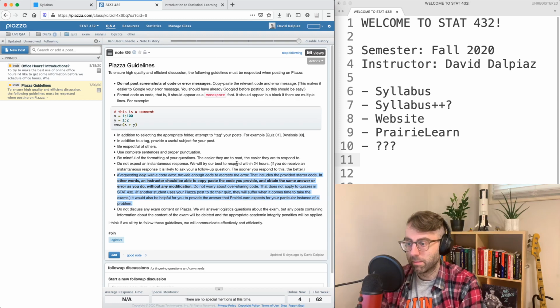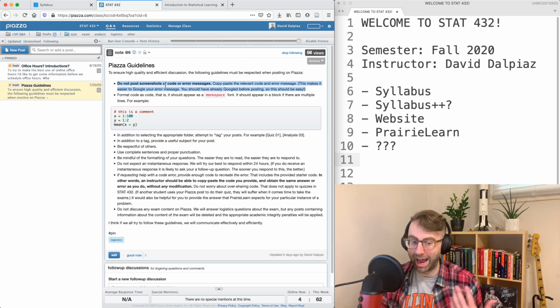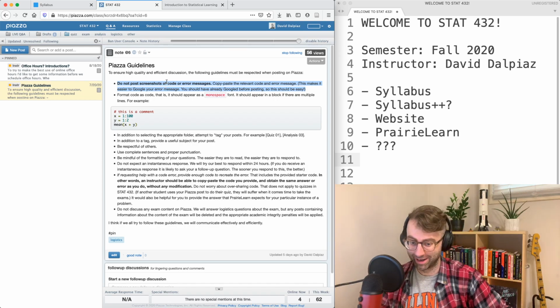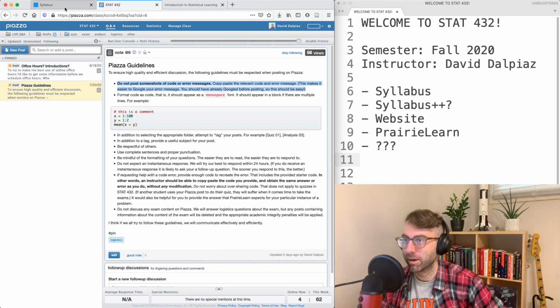I think that might be a bit of a deviation from what other classes expect, but that's how we're going to do things here, and I found that works pretty well. But please do this. Also, please do not ever post a screenshot of code. I'm not going to retype your code. I want to copy paste it. I want to do this as fast as possible. Please do not do that. Okay, that's enough about Piazza.